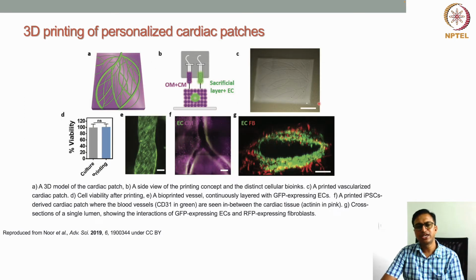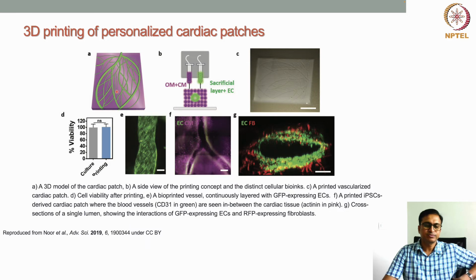Then they have used the same vascular concept to fabricate cardiac tissue patches. This is the strategy where they have used two bioinks: one where the cardiomyocytes are there for the tissue, and in the sacrificial layer method, endothelial cells can also be there, and then they can print a vascular tree.